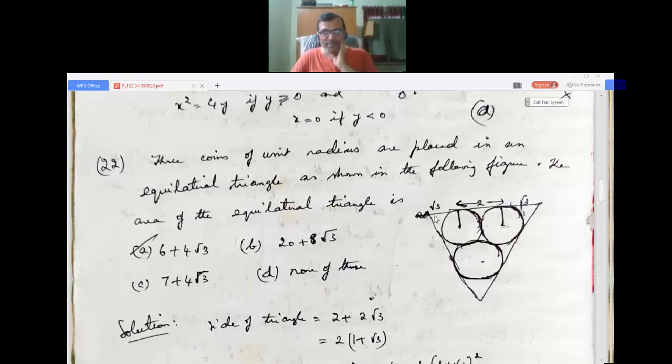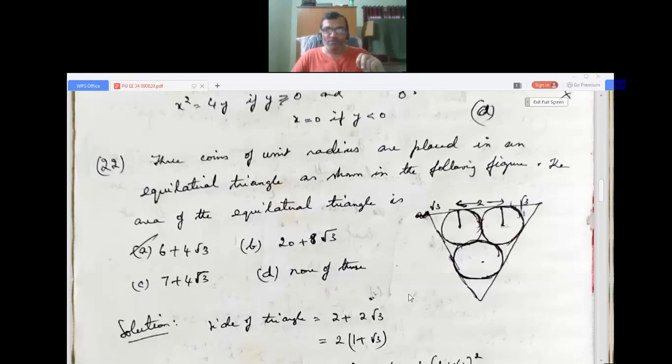So 1 by this, if I take x, 1 by x equals tan 30, and tan 30 is 1 by root 3. So 1 by x equals 1 by root 3, so x equals root 3. So this will be root 3, this will be root 3, everything will be root 3.